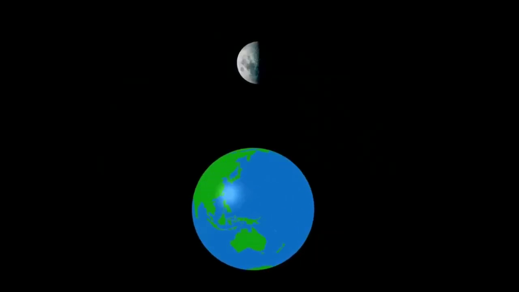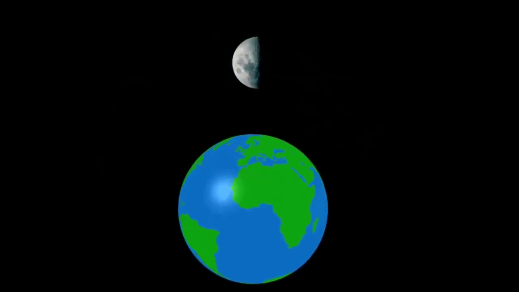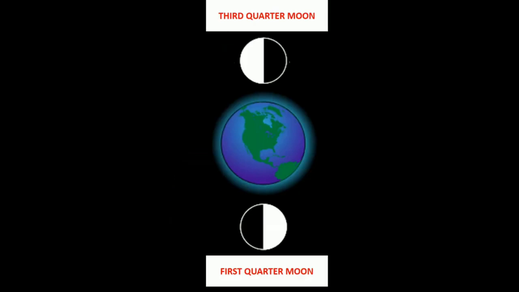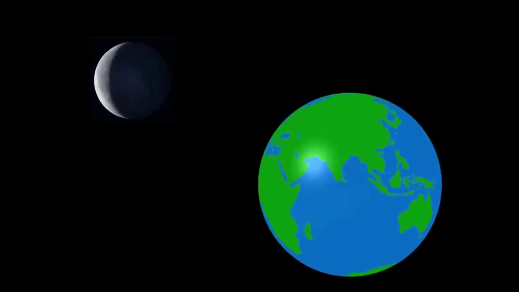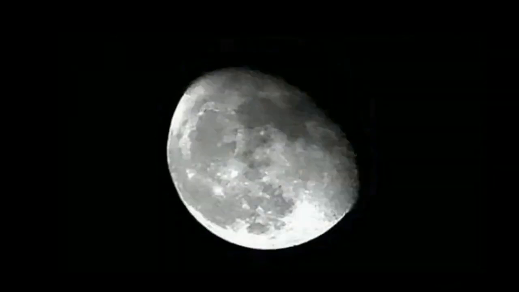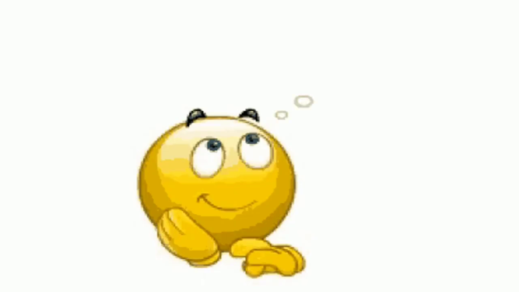Third quarter moon. In the third quarter moon, one half of the lit portion of the moon is visible. In this phase, the opposite half of the moon is illuminated compared to the first quarter moon. Waning crescent moon. A waning crescent moon is when the moon looks like a crescent and the crescent decreases or wanes in size from one day to the next, until the new moon.